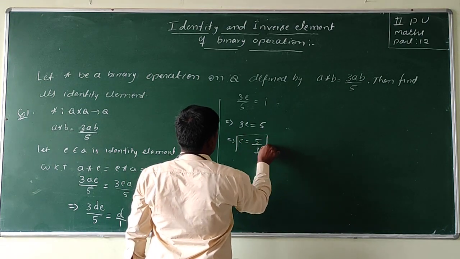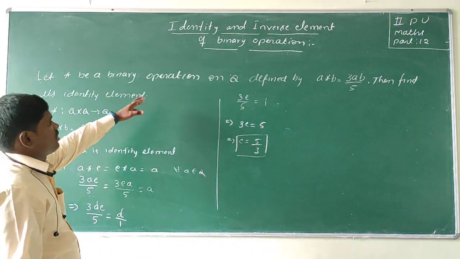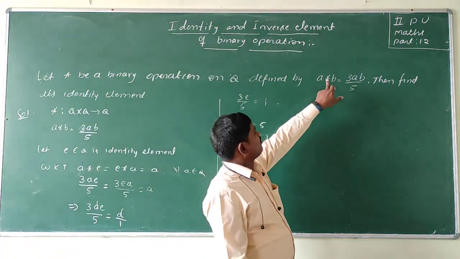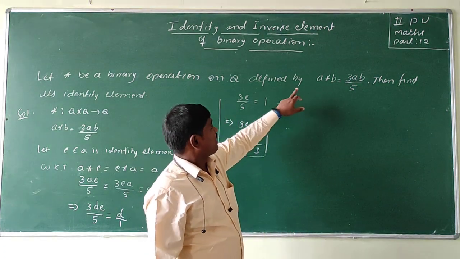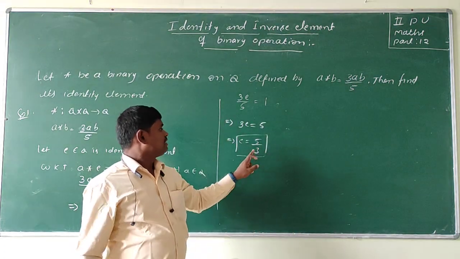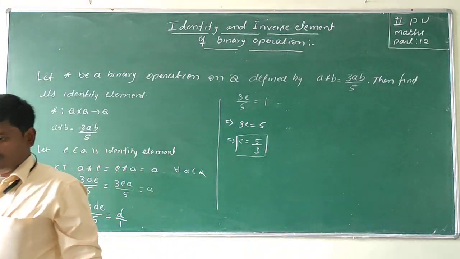So this is the identity element of the binary operation on Q defined as A star B is equal to 3AB by 5. For this binary operation, 5 by 3 is the identity element. Is it clear? So write it down.